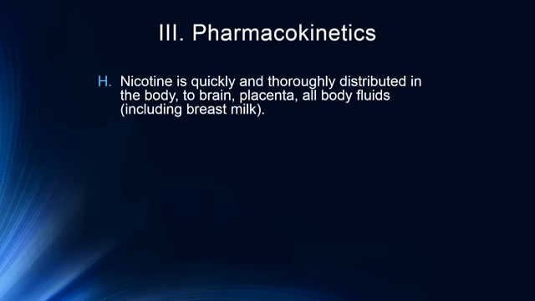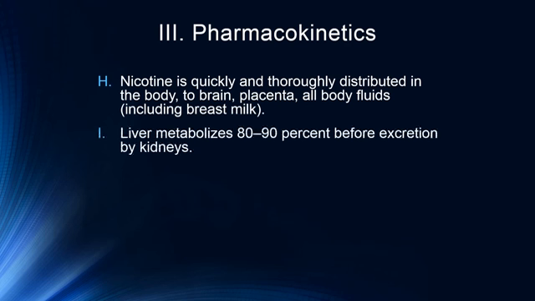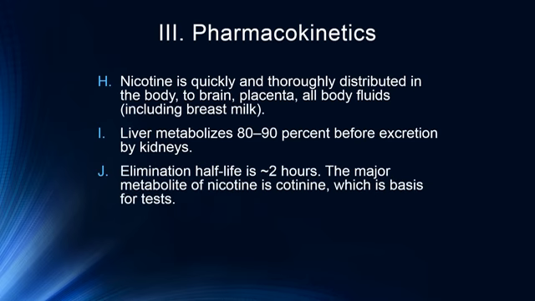Nicotine is quickly and thoroughly distributed in the body to the brain, placenta, and all bodily fluids, including breast milk. The liver metabolizes about 80 to 90% of nicotine before it's excreted by the kidneys. Its elimination half-life is approximately 2 hours. The major metabolite of nicotine is cotinine, and this is one of the bases for testing to see if somebody has been smoking. Oftentimes, insurance companies who offer lower rates for non-smokers will verify that through a urinary cotinine test.